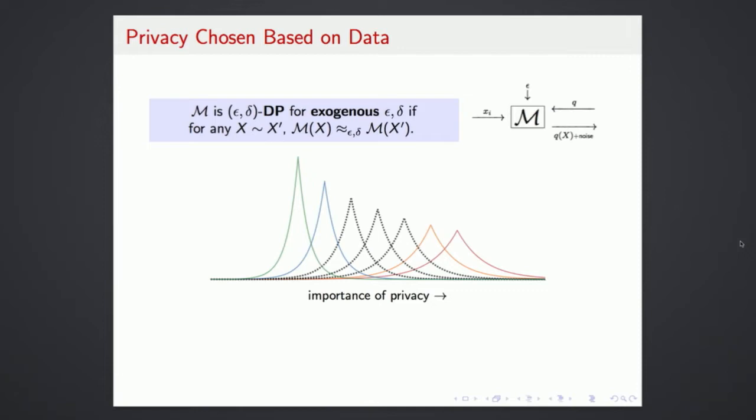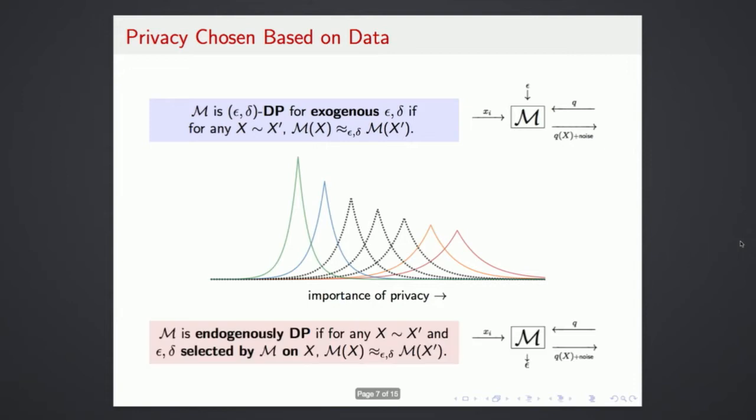So this is the picture that we would be going for. In the green and blue world, where people don't care much about privacy, I would rather be adding less noise and getting more accuracy, allowing these two distributions pairwise to differ more. But in this world where people care about privacy, I want the distributions to be fatter and closer to each other, and I'm okay with getting more error there.